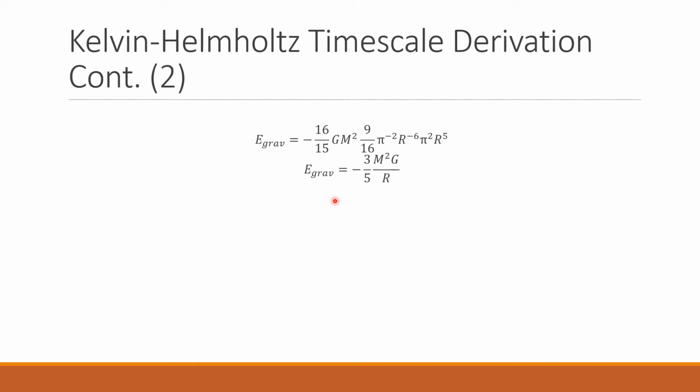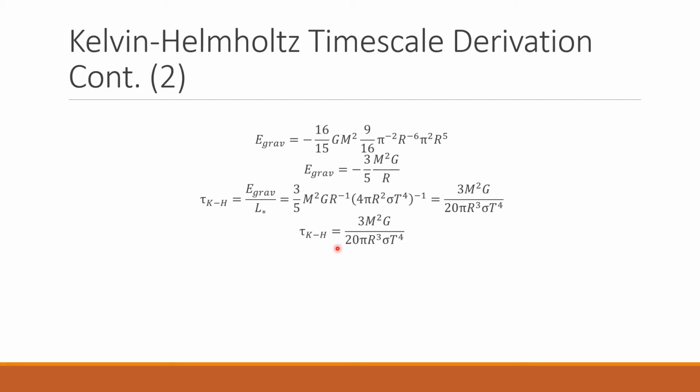In any case, you can now claim, allegedly, that your Kelvin-Helmholtz timescale is E grav over L star. So your L is your luminosity, your E is the gravitational energy you're radiating out, and this will equal your equation here times your luminosity to the minus 1, so 4 pi r squared sigma T to the fourth, and that gives you this guy, our Kelvin-Helmholtz time of 3m squared G over 20 pi r cubed sigma T to the fourth, where once again, sigma is the Stefan-Boltzmann constant.